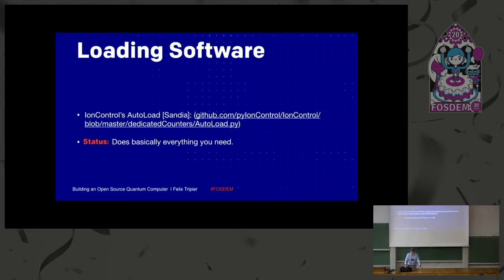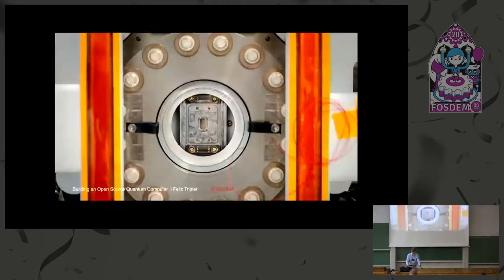For loading software, this is what's actually going to control releasing the atoms and putting them into the electric field. We can use Sandia's quantum operating system, ION Control. It has an auto load plugin that hooks into several off-the-shelf components and could actually work with our oven controller. And Sandia's ION Control has a lot of documentation, a lot of support, and a very thorough code base. So this does, again, pretty much everything we need in terms of that.